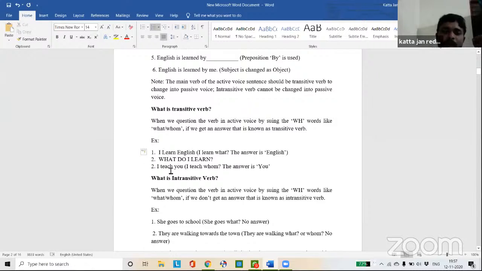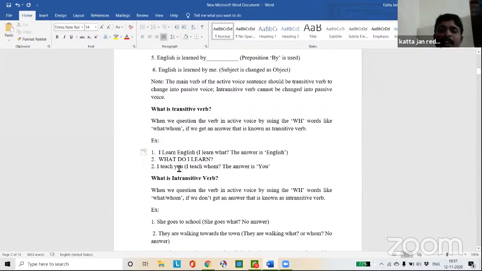And see here, one more example. I teach you, right? So we need to learn whether teach is a transitive verb or not. How? Again by using what or whom. Let me question first: I teach what? No answer. In this sentence, we don't get any answer when we use what, because you is there. But I teach whom?